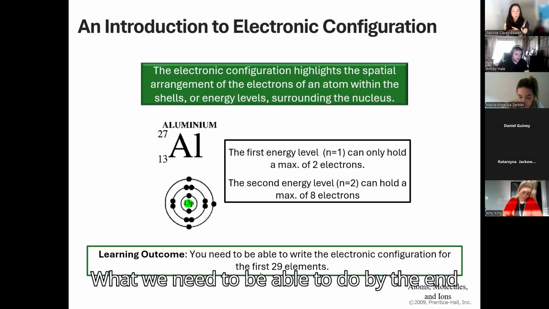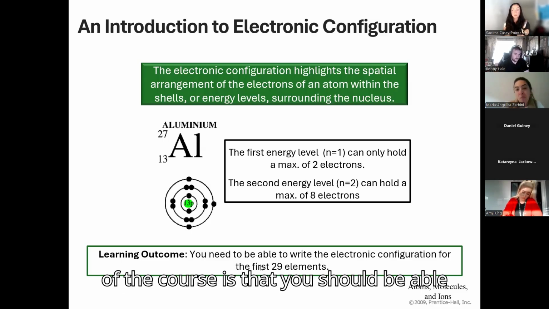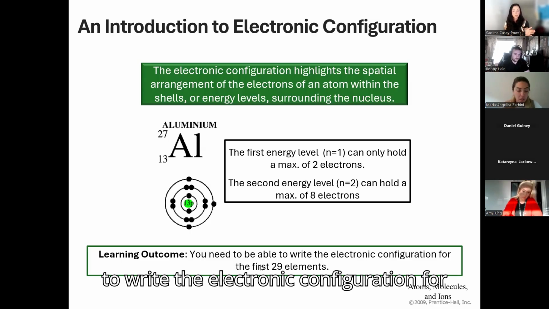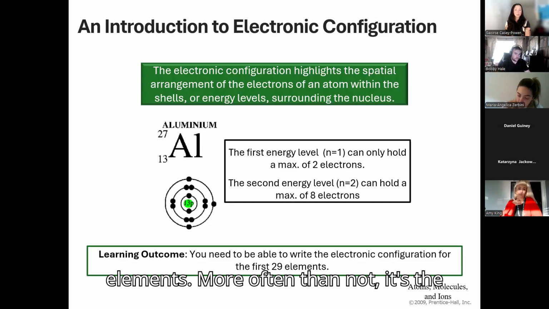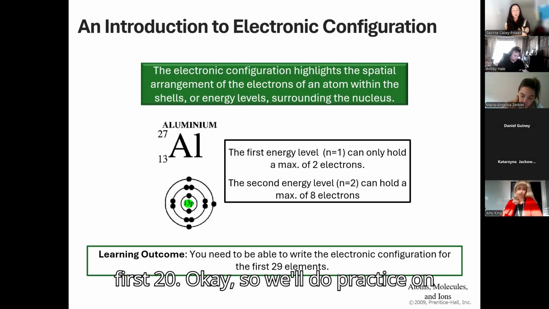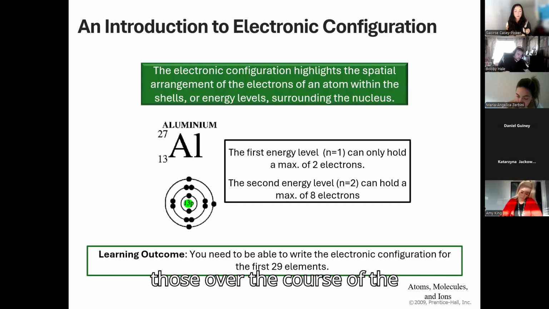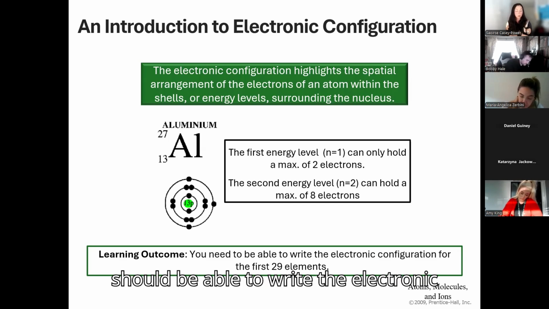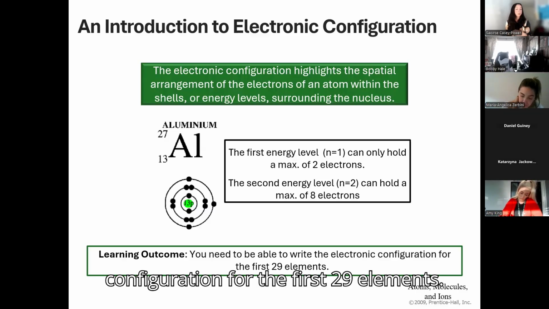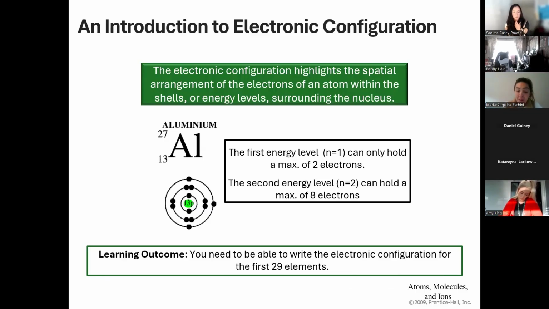What we need to be able to do by the end of the course is that you should be able to write the electronic configuration for the first, we're going to say, 29 elements. More often than not, it's the first 20. We'll do practice on those over the course of the semester, but by the end of it, you should be able to write the electronic configuration for the first 29 elements.